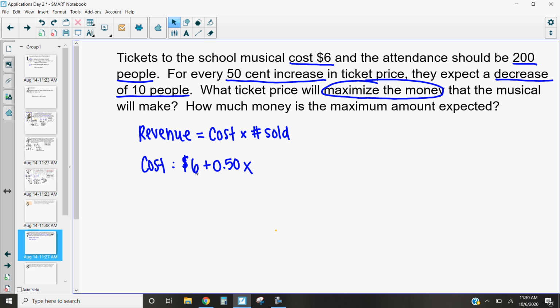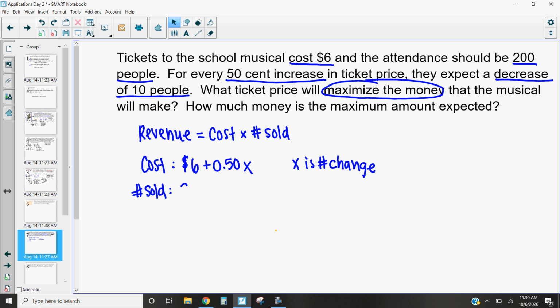So our cost is going to be represented by $6 plus 0.50x, where x is the number of changes. If I change it once, if I increase by 50 cents, we will decrease by 10 people. How will that affect the cost? If I increase twice, so I change twice, 50 cents times 2 is $1. If I increase by $1, how is that going to affect the number of people? Understood?